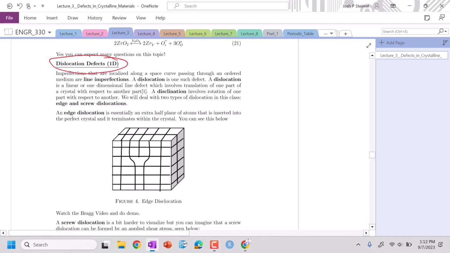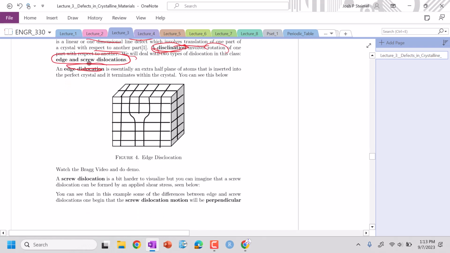So we are looking at dislocations, and we can kind of see here, basically, these are line defects. Dislocations involve basically a translation of one part of the crystal with respect to another. A disclination involves rotation or twist. In advanced levels of materials, disclinations are very important: twinning, twisting, those things. But we're going to focus on two very important dislocations, not disclinations: edge and screw dislocations. And these have, again, significant impact on the material's mechanical response to stress.